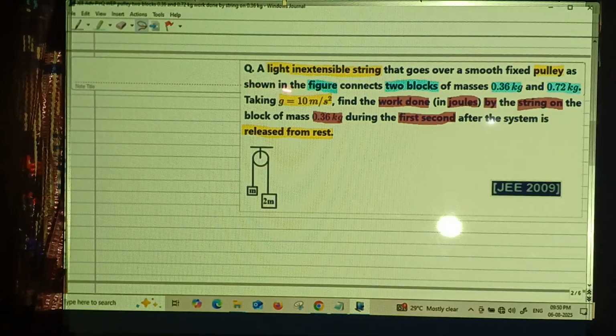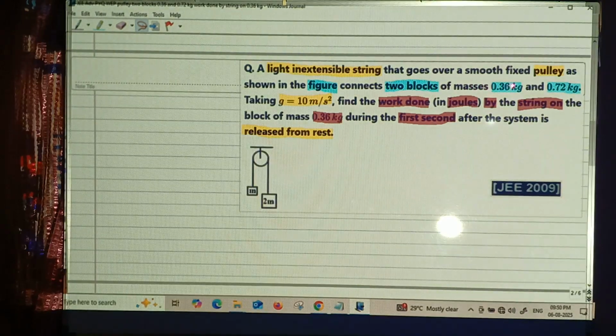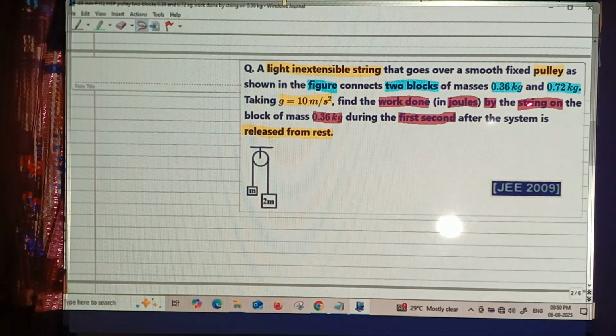This is the question. A light inextensible string that goes over a smooth fixed pulley, as shown in the figure, connects two blocks of masses 0.36 kg and 0.72 kg. Take g equal to 10 meter per second square. Find the work done in joules by the string on the block of mass 0.36 kg during the first second after the system is released from rest. You can pause and note this question.